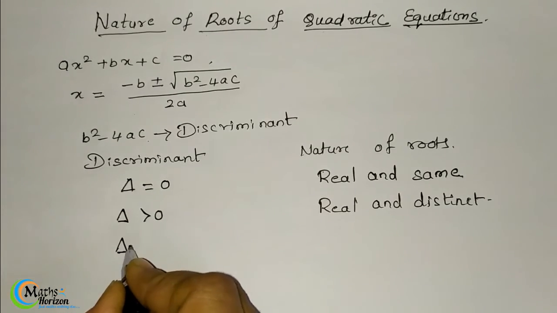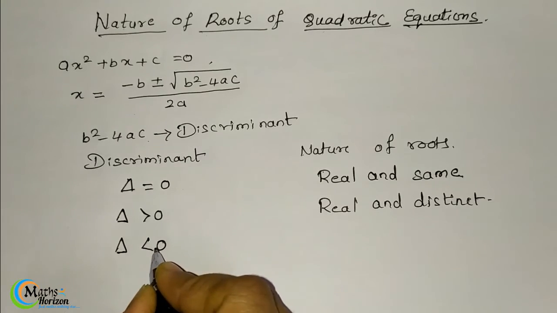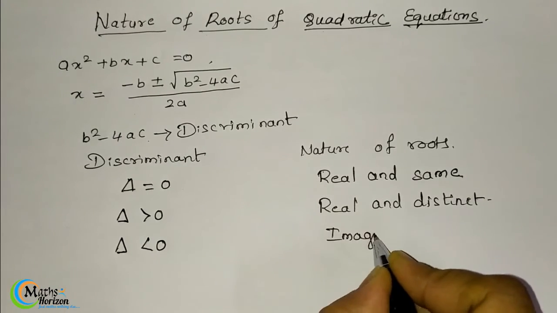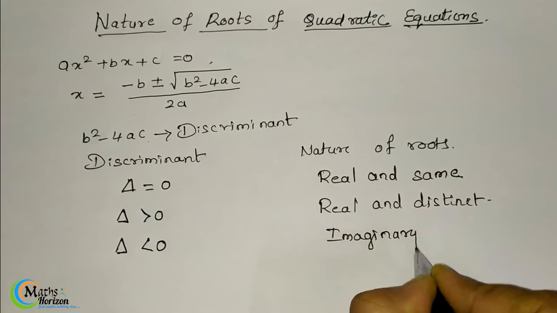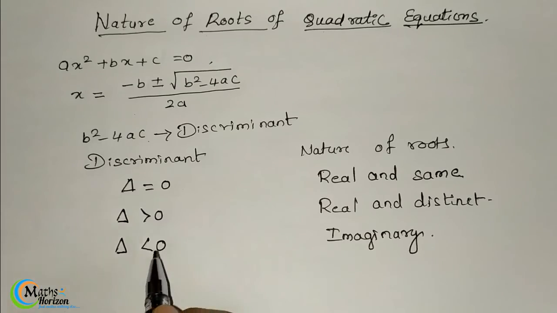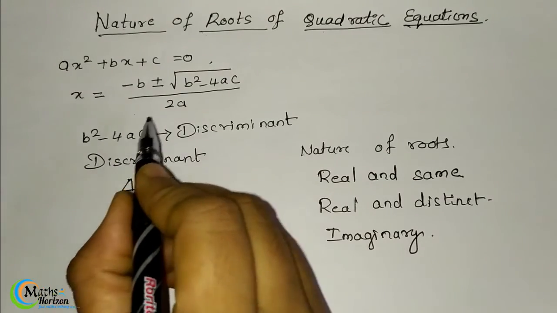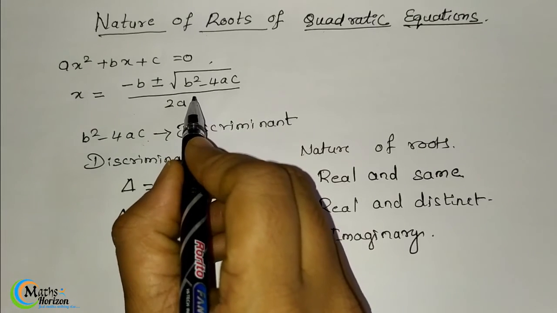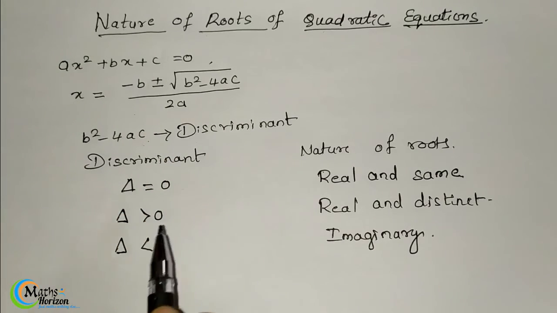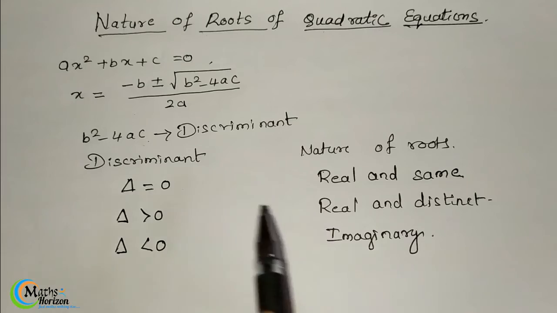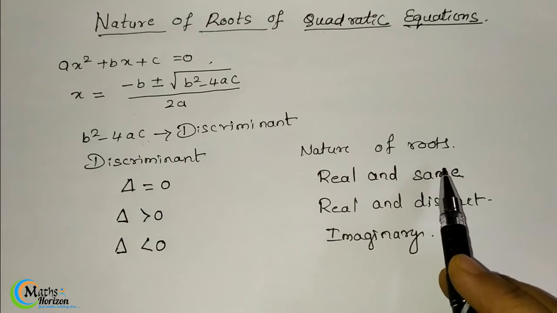If the discriminant is less than 0, then the roots are imaginary. The roots have imaginary values. The discriminant is less than 0 means the value under the square root is less than 0, that is, a negative value, then the nature of the roots is imaginary. So this is all about the discriminant and the nature of roots.